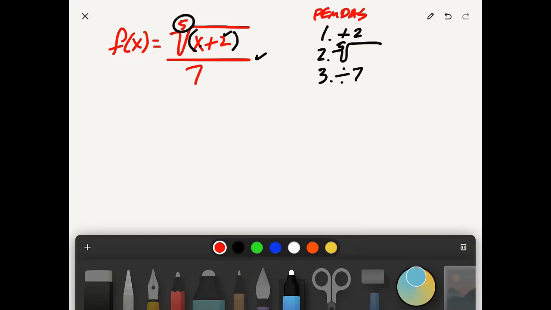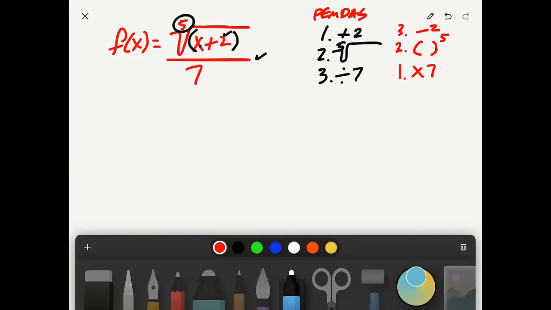So the inverse of dividing by 7 is multiplying by 7. The inverse of taking the 5th root is to raise it to the 5th power. The inverse of adding 2 is subtracting 2. Now, in addition to doing the inverse, we're going to do the reverse of the operation. So this is going to be done first, this is going to be done second, and this is going to be done third.